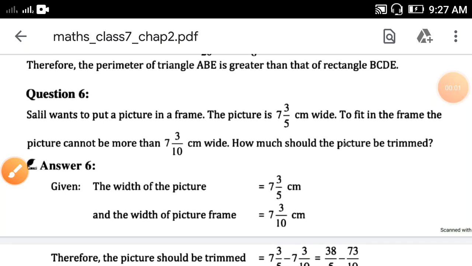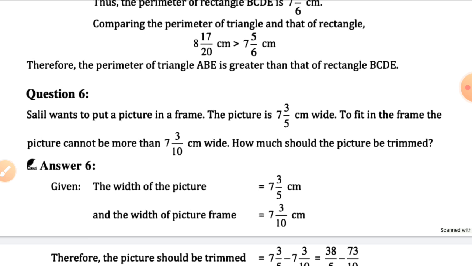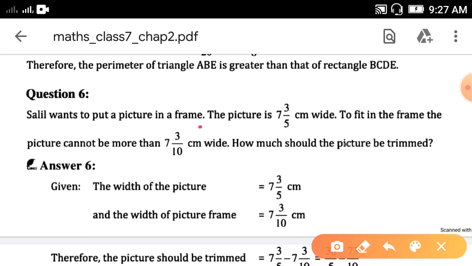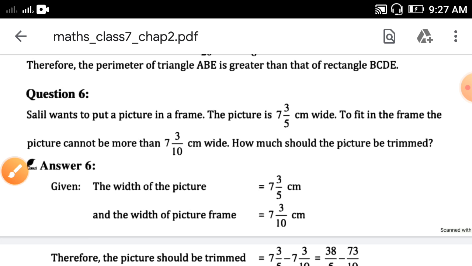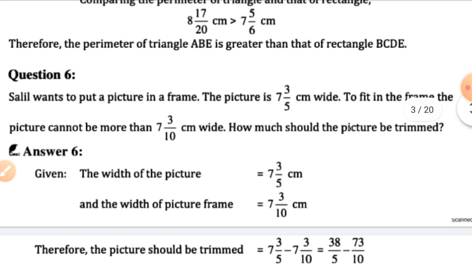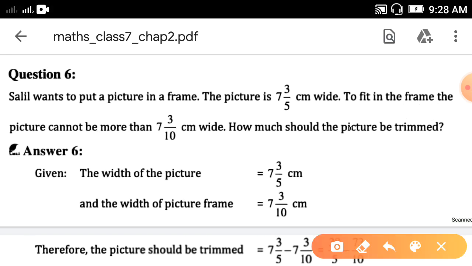Okay. Question number 6. Salil wants to put a picture in a frame. The picture is 7 3/5 centimeters wide. To fit in the frame, the picture cannot be more than 7 3/10 centimeters wide. How much should the picture be trimmed? Now it is clear here that the width of the picture is more than the frame.